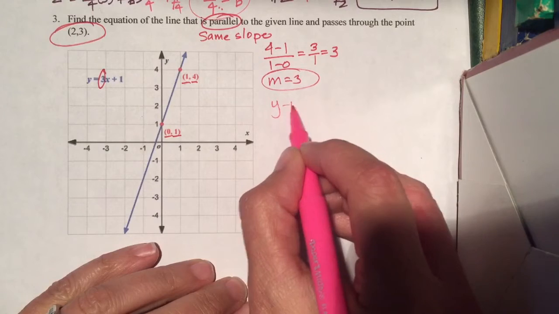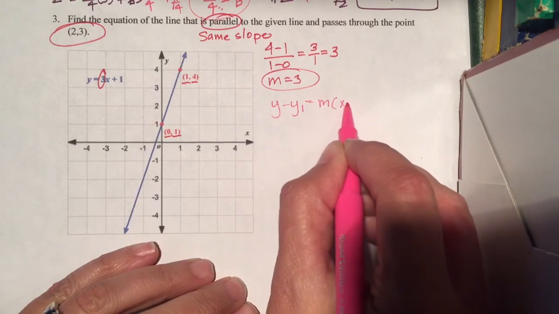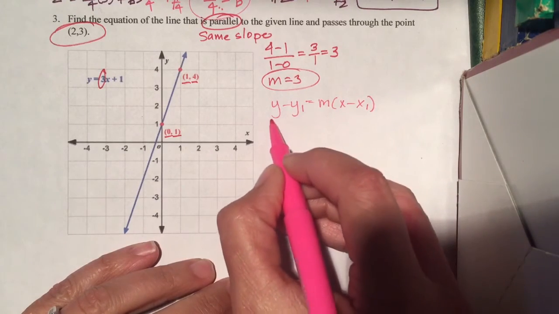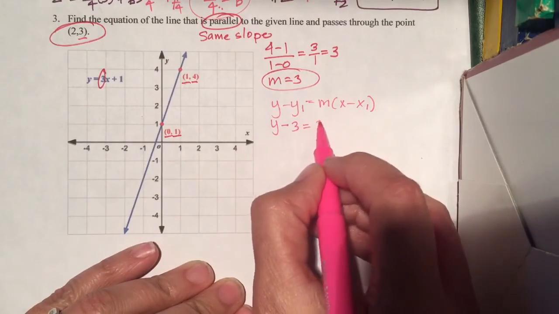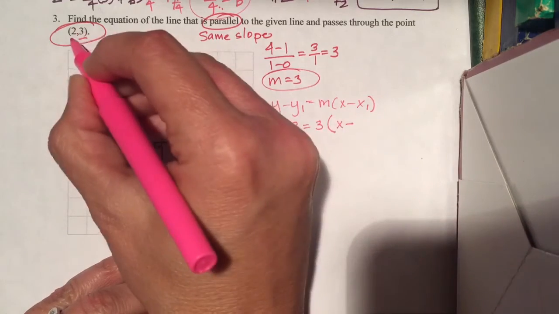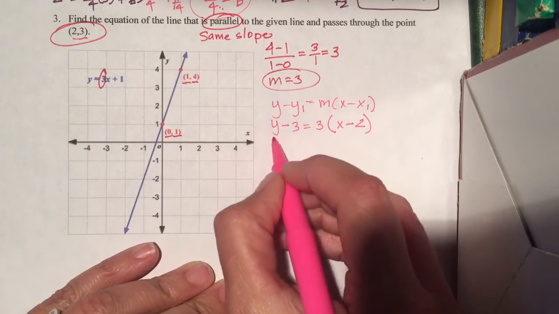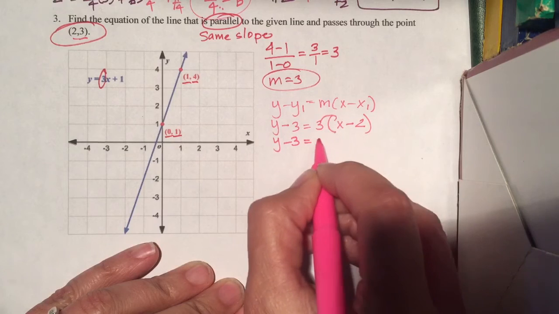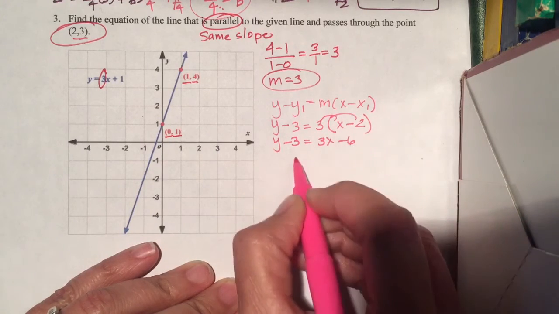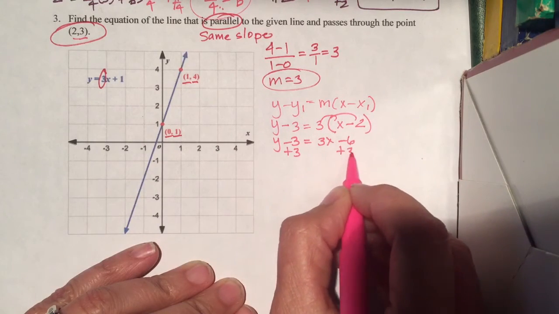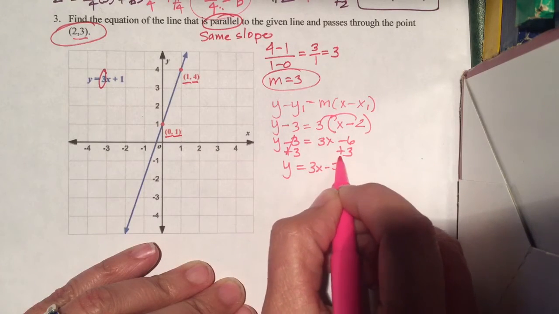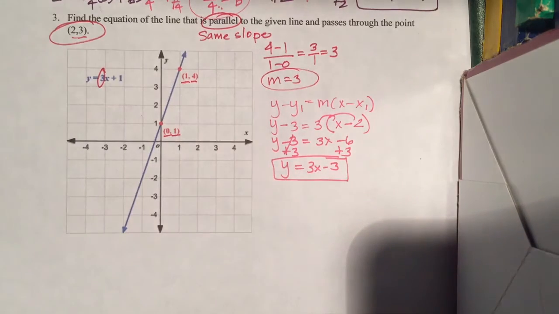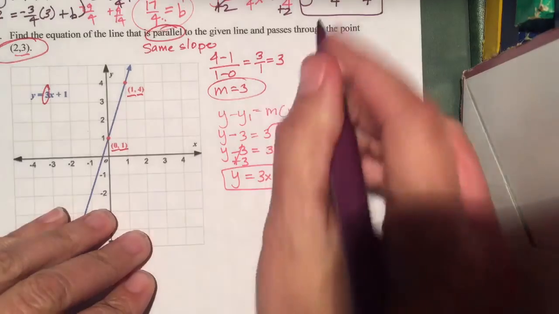So I have y minus y1 equals m, x minus x1. So y minus y is 3. My slope is 3. X is 2. So I've got y minus 3 equals, distribute, 3x minus 6. And then I add 3 to both sides. So y equals 3x minus 3. That's using point slope.